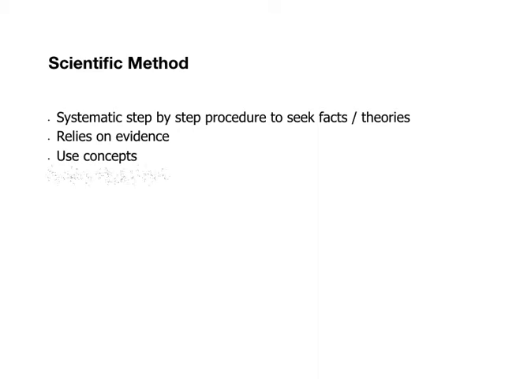Scientific method is a systematic step-by-step procedure to seek facts and theories. It relies on evidence. You cannot just talk about things randomly or intuitively. It relies on certain evidence, and for that it uses certain concepts. Along with using concepts, it needs to be impartial, and what we call objectivity is there. It requires objectivity. When we talk about objectivity, looking at things from a neutral perspective is also important. Ethical neutrality is important.